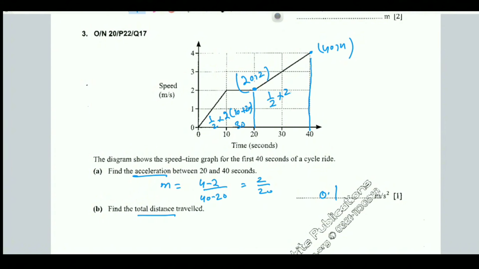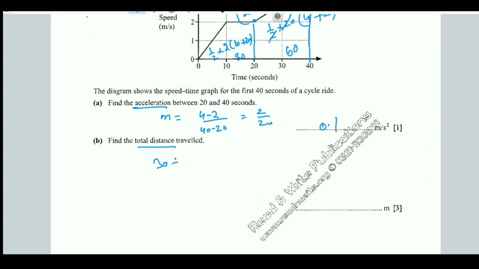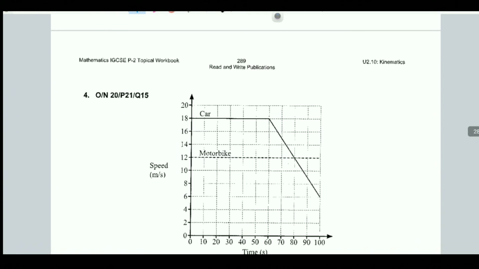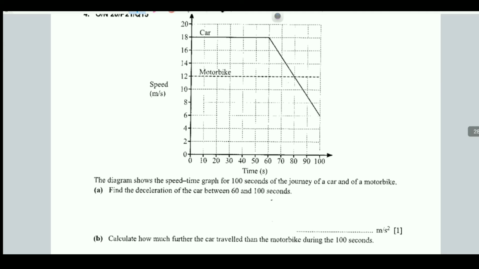So 20 is the height, and one parallel side is this side, you can see that is 4. You can check from here, so 4 plus this side, which is 2. If we solve it, we will get 60. So 30 plus 60 is equal to 90. 90 is the answer. Now we will solve question number 4.